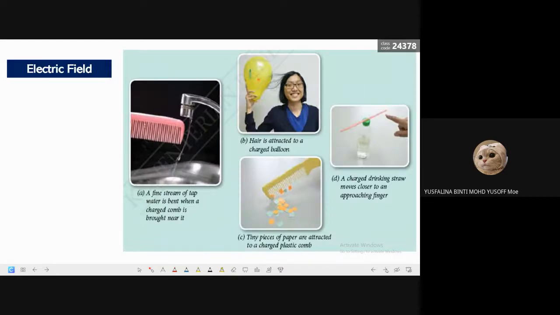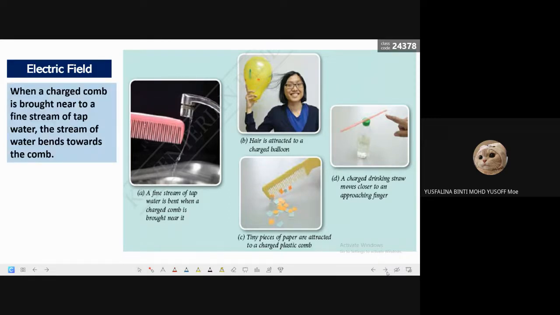Okay, electric field. So this is the example in our real life, which shows that there is an electric field in our surroundings. A fine streak of tap water is bent when a charged comb is brought near it, hair is attracted to a charged balloon, or you can use your comb to attract paper. Also, a charged drinking straw moves closer to an approaching finger. You can do this as a simple activity.